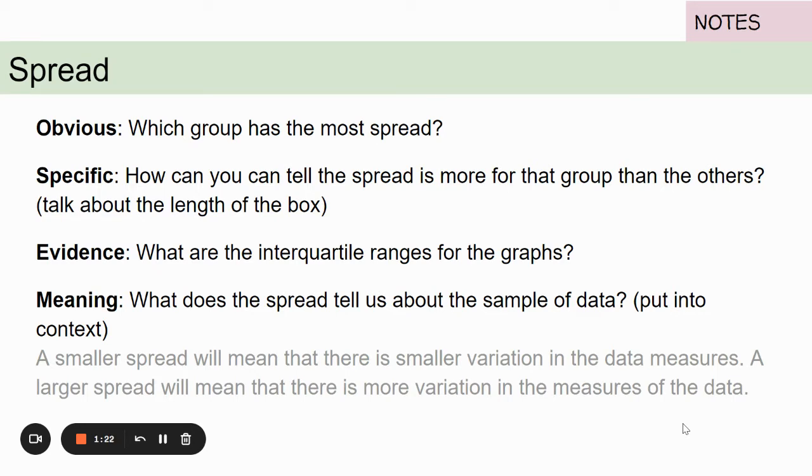So the width of the box tells us that there is more difference within that particular group than the other group. They're more closely grouped together. So a smaller spread will mean that there is smaller variation in the data measures. A larger spread will mean there's more variation in the data measures.